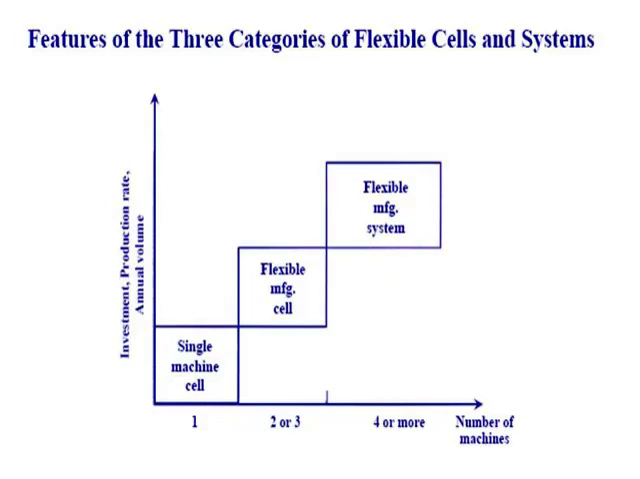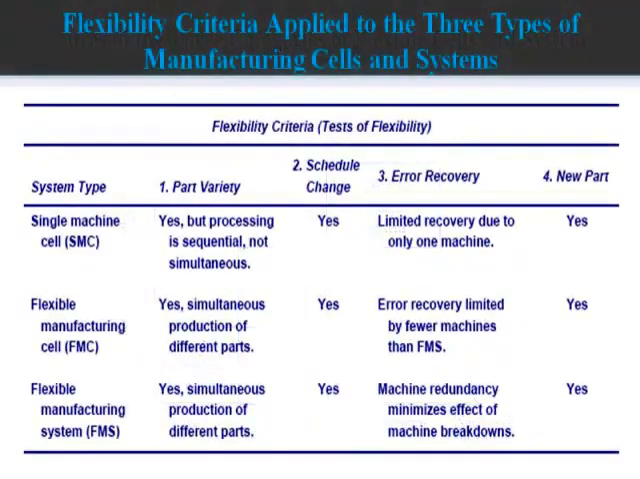Flexibility criteria apply to three types of manufacturing cells and systems. You can see in this table, in a single machine cell, part variety is yes, but processing is sequential, not simultaneous. Schedule change, yes. Error recovery is limited due to only one machine. New part, it is capable of producing new parts, yes.